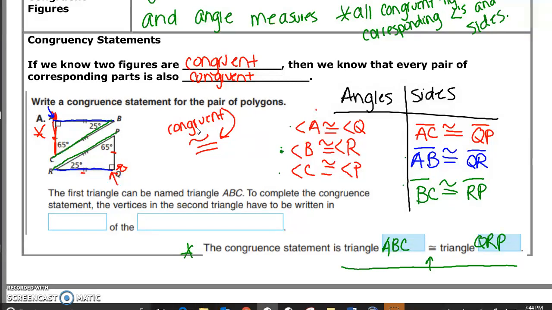Okay, and I kind of skipped this here, but this statement is the first triangle can be named triangle ABC. We already know that. To complete the congruent statement, the vertices in the second triangle have to be written in order. And I told you this when we were just writing the congruent statement of the congruence.